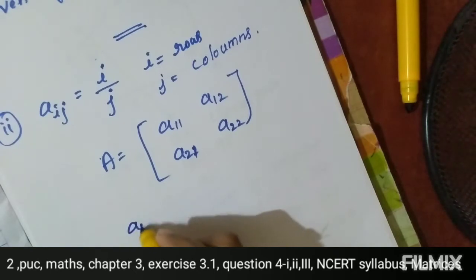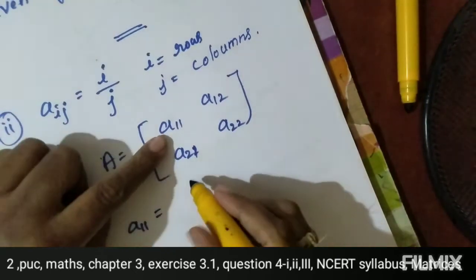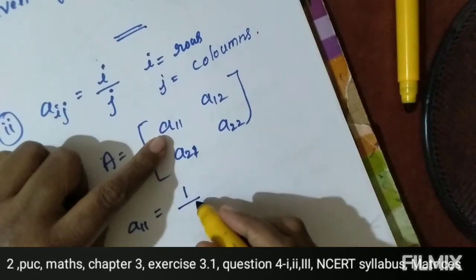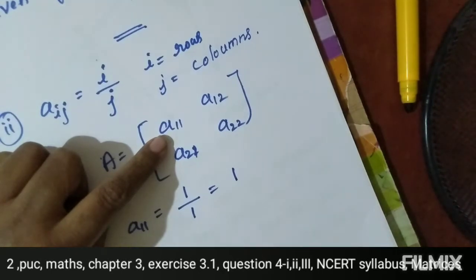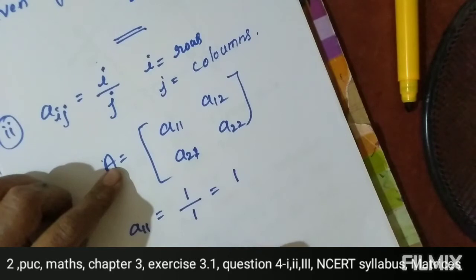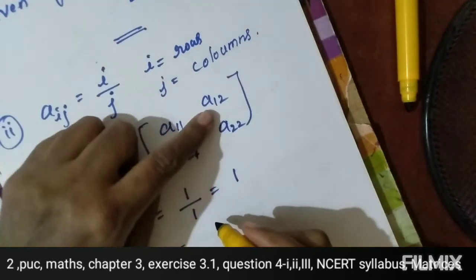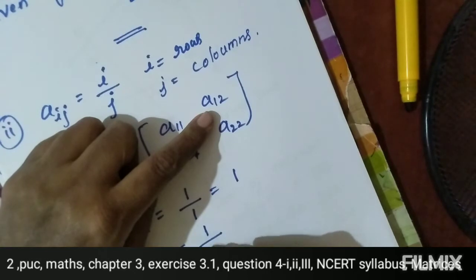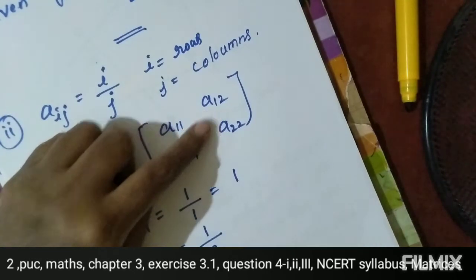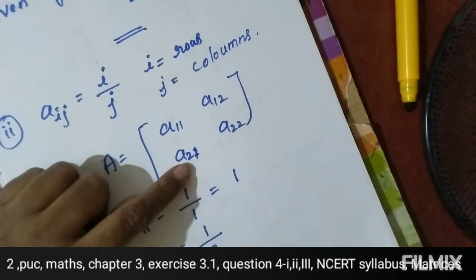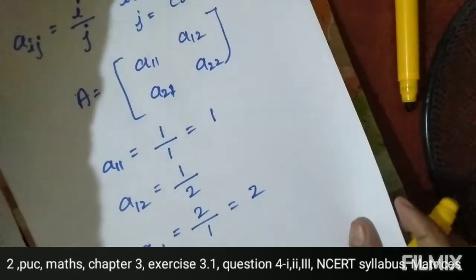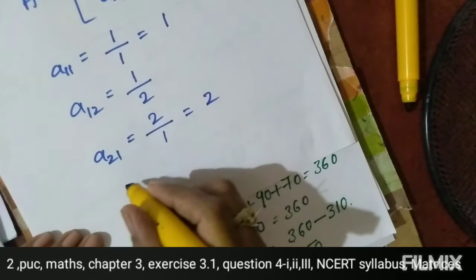A11 is in the first row, column is 1, then 1 by 1 is 1. Then A12 is in the first row and the second column, so A12 is 1 by 2. Then A21 is in the second row and first column, then A21 is 2.